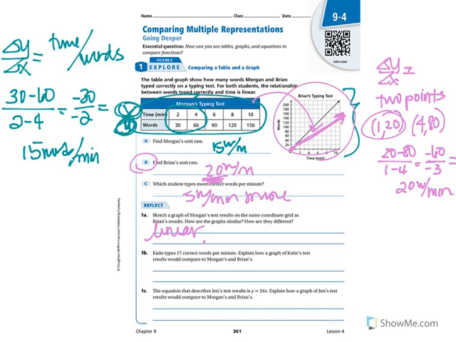1B says here that Katie types 17 words a minute. Explain how a graph of Katie's test would compare. Well, if we just did that, she's going to be in between the 2, then her line would be something like this if we were to draw that. So she's in between Morgan and Brian. She's typing faster than Morgan, but yet slower than Brian. So her line's going to fall in between.